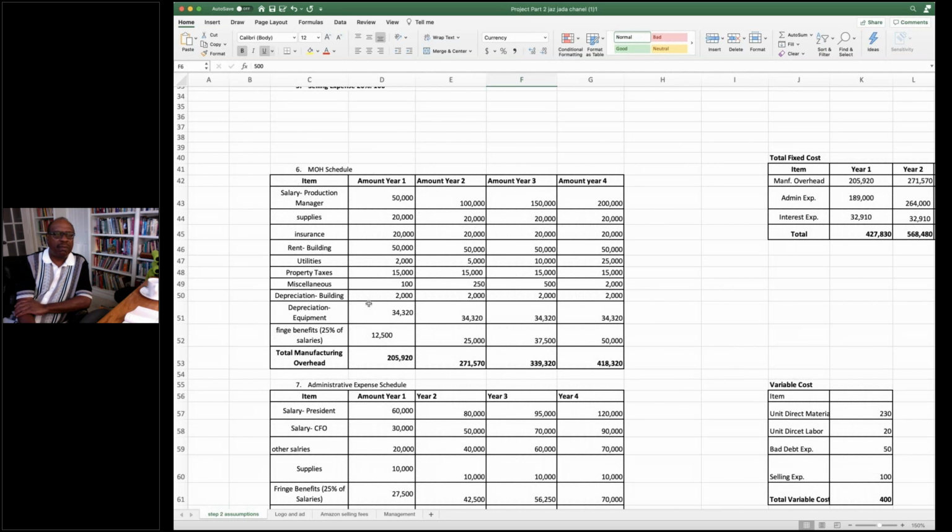Probably we're going to rent the building. Don't worry about having depreciation for the building, because you'd have to buy a building for you to have depreciation.